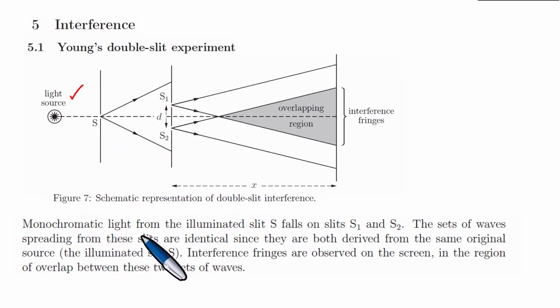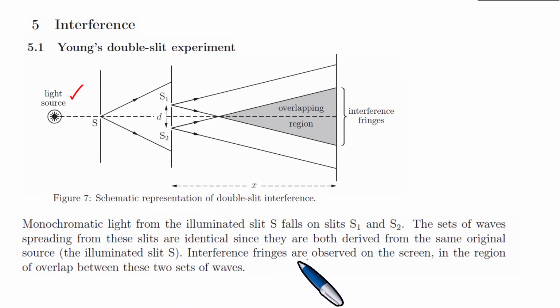This is monochromatic light from an illuminated light source that falls on slits S1 and S2. The sets of waves spreading from these slits are identical, since they're both derived from the same original source, that is the illuminated source. So these are identical.